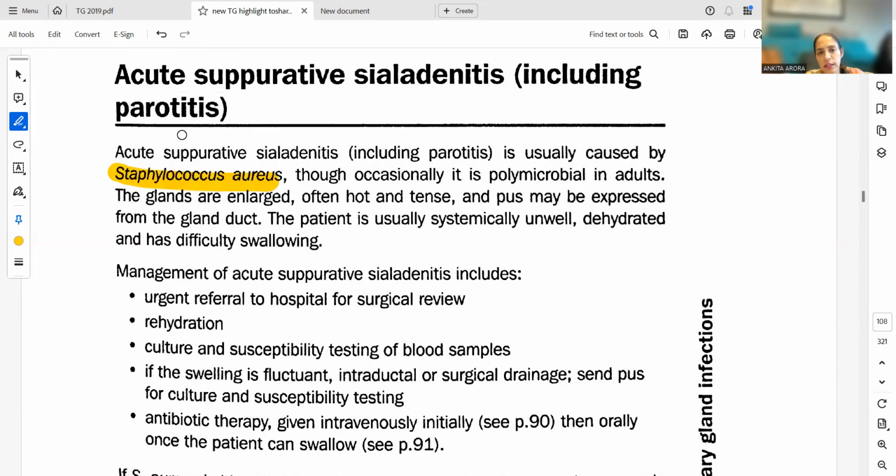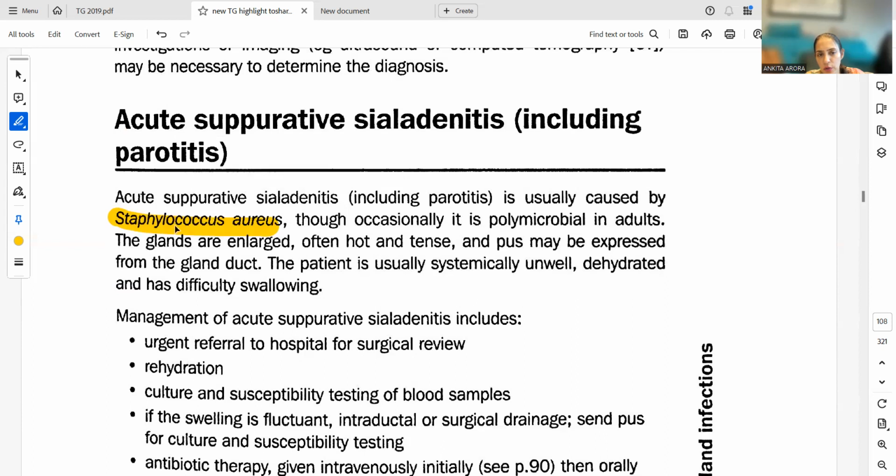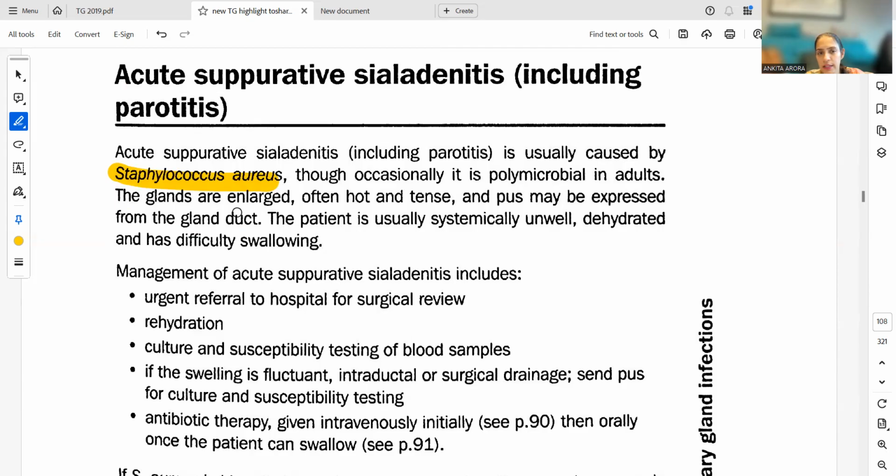So for this microorganism, parotitis, which is also known as acute suppurative sialadenitis, you have to remember Staph aureus, because on the basis of this we will remember its antimicrobial. Now glands in this case will be enlarged, often hot and tense, and pus may be expressed from the gland duct. The patient is usually systemically unwell. The patient would be dehydrated and has difficulty swallowing.